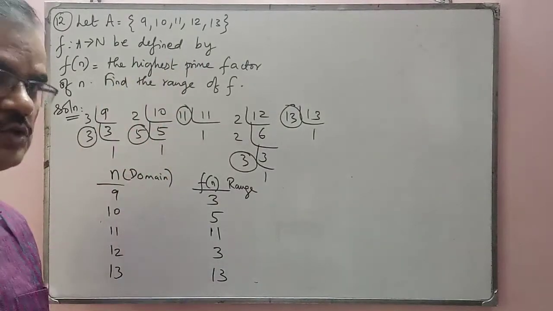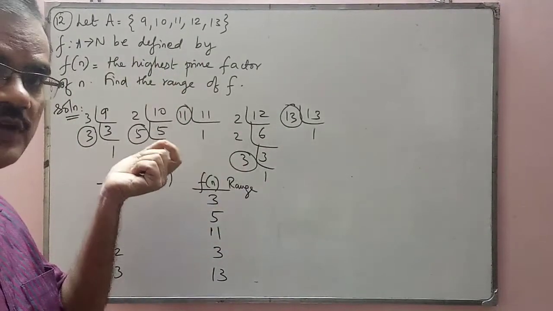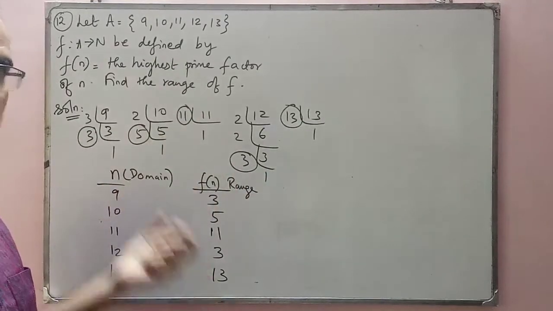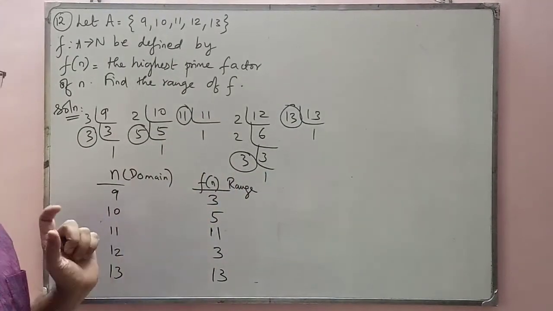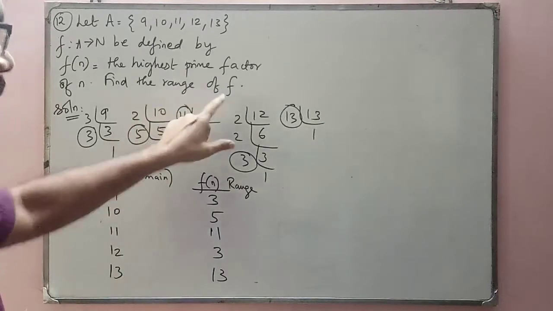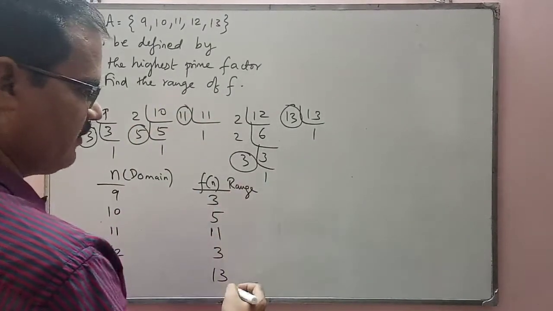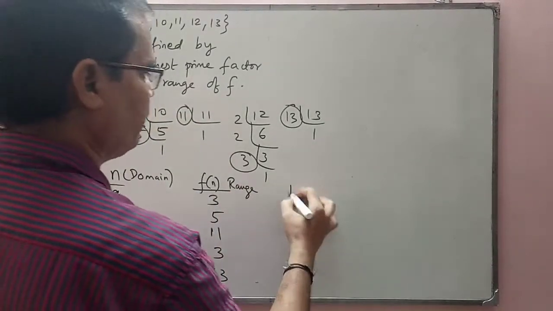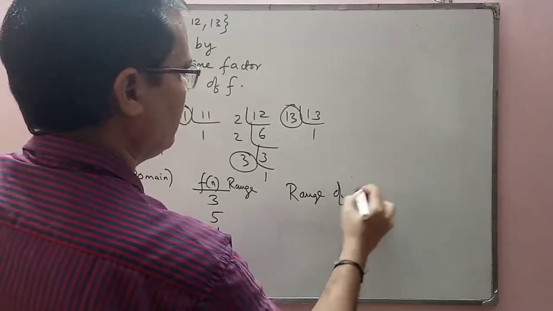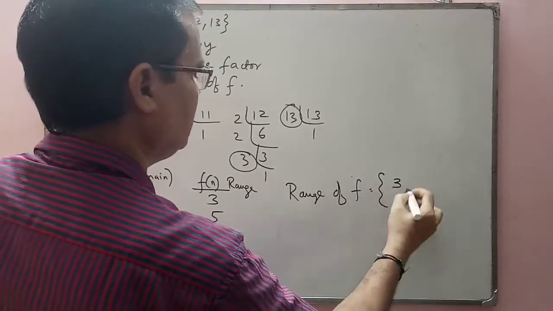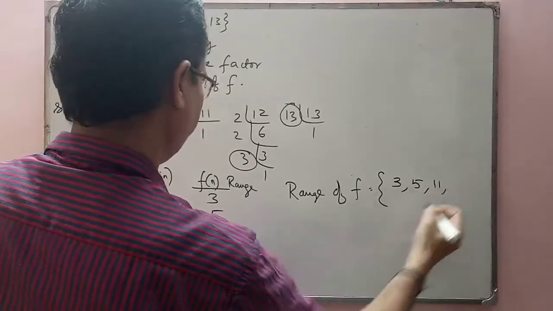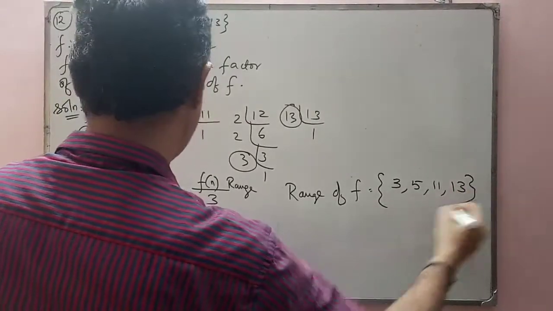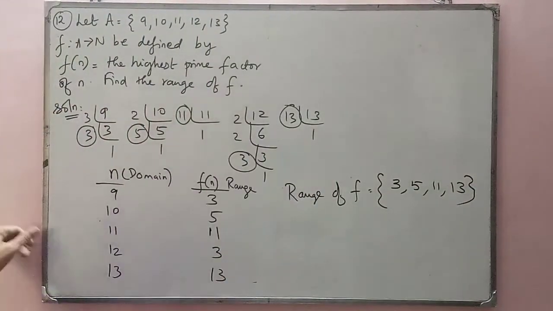For understanding this, you should know what a prime number is and what a prime factor is. A prime factor is an exact divisor. If you have that idea, you can understand. Otherwise, it is going to be difficult. Now, what is the range of f? 3, 5, 11, 3 and 13. So the range of f is {3, 5, 11, 13}, because 3 is already there.